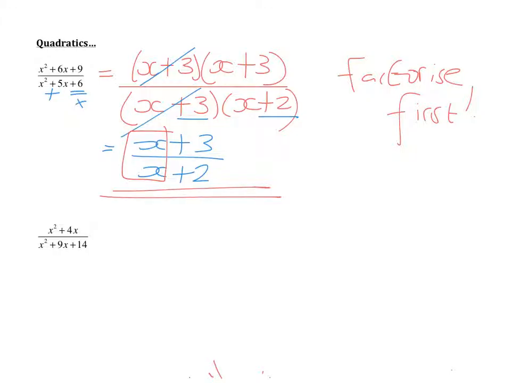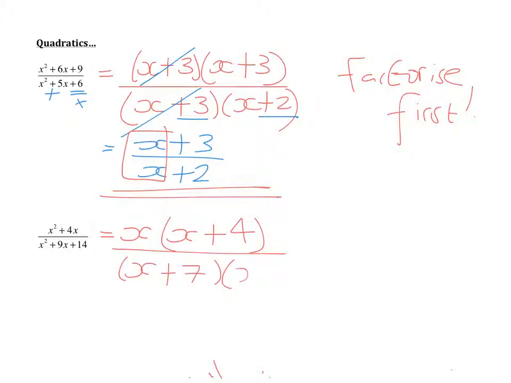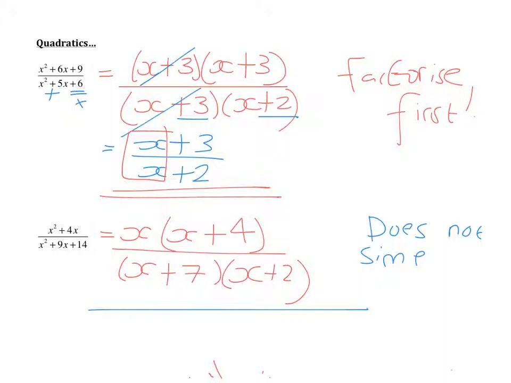If we try the second example, if we factorise out the numerator, take out the x, and we have x plus 4. Factorise the denominator, x plus 7 and x plus 2. Now what we notice here is that we have no common factors, neither in the numerator or the denominator, so this is the final answer. This does not simplify any further.